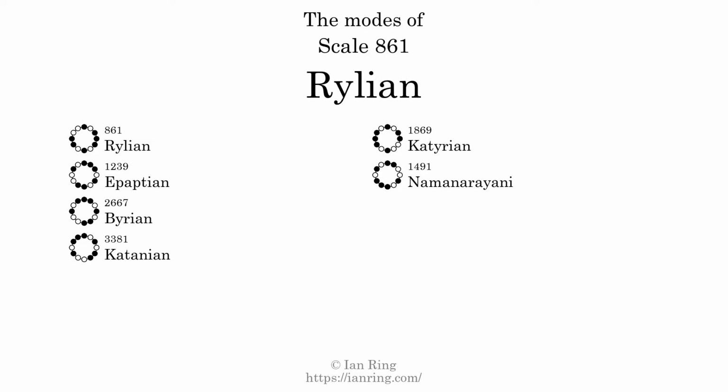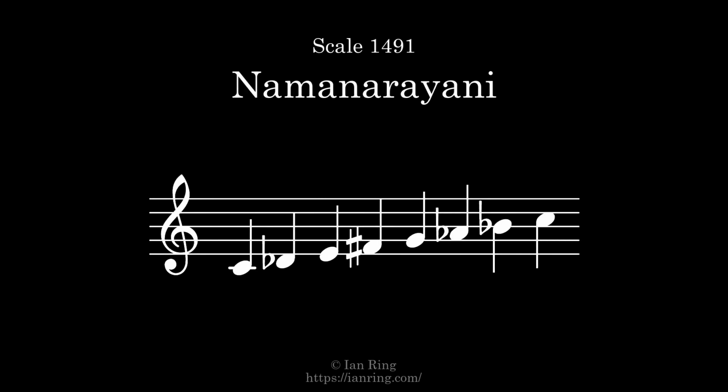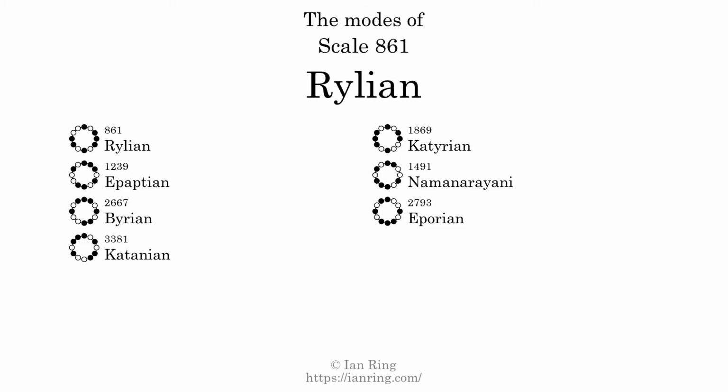The sixth mode is scale 1491, also known as Naminaraoni. It sounds like this. The seventh and last mode is scale 2793, also known as Aporian. It sounds like this.